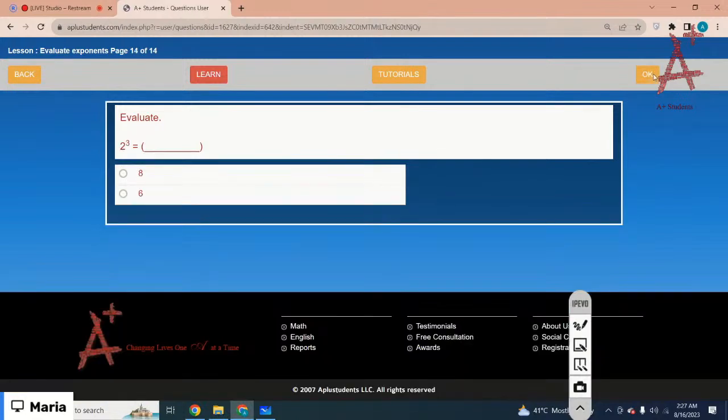Okay, the next one is evaluate 2 exponent 3. So which is the correct option? You have to do 2 three times, 2 times 2 times 2. So 2 times 2 is 4 and 4 times 2 is 8. So that would be 8, right?